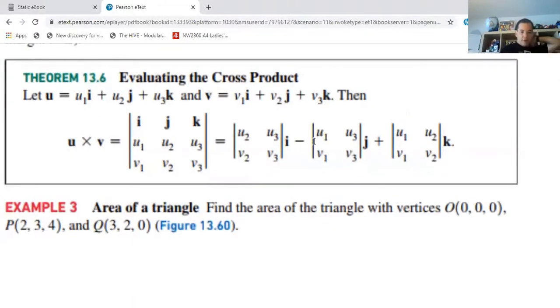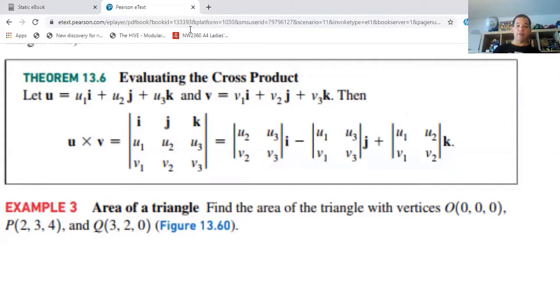Okay, so let's start with that example 3. Example 3 says find the area of the triangle. Now, this is a little bit weird because the area of the triangle seems unrelated to cross product, but you need to remember what we learned, right? You need to remember that the area of a parallelogram is the magnitude of the cross product.